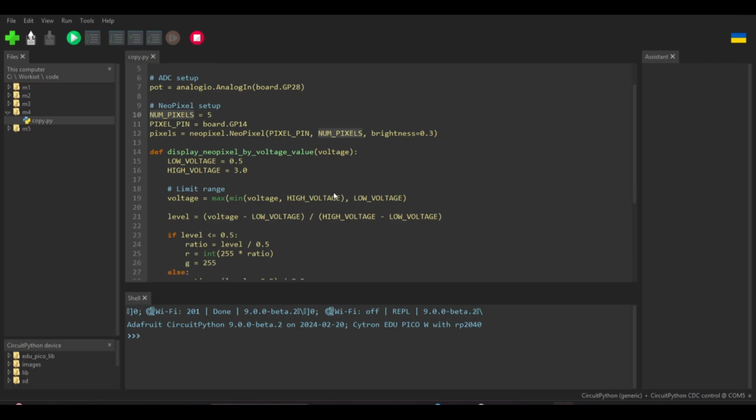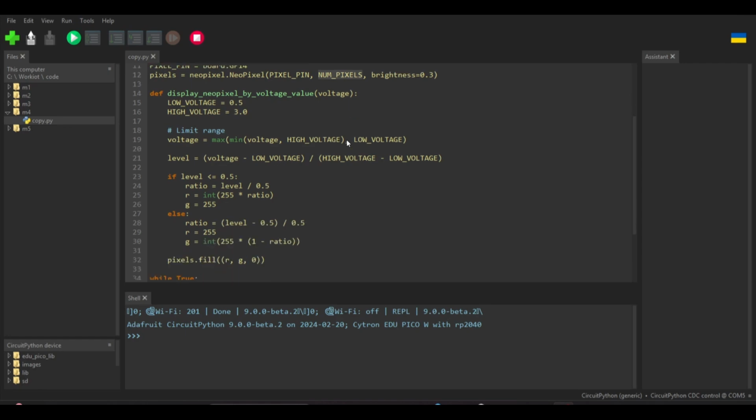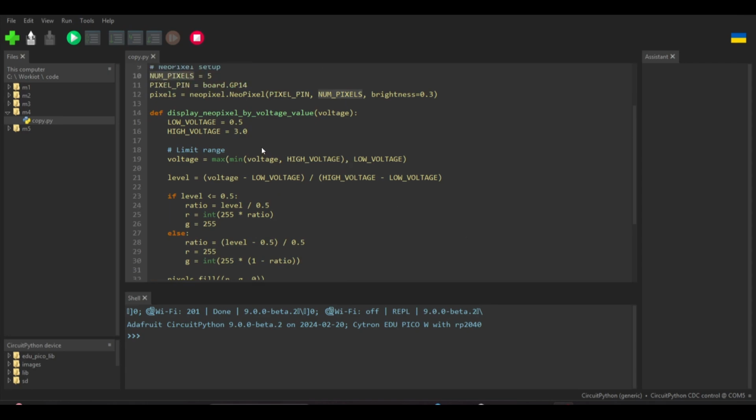Next is line 14 until line 32. Low voltage equals 0.5 and high voltage equals 3.0. This defines the working voltage range. Voltage below 0.5 will be treated as 0.5 volt, and above 3.0 is treated as 3.0 volt. This avoids extreme values or sensor noise.